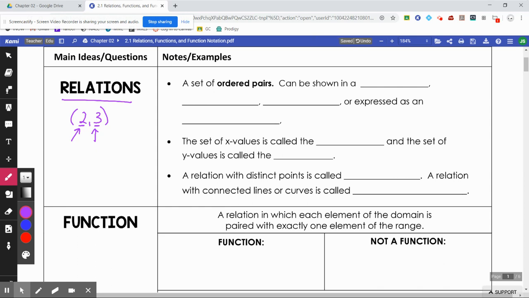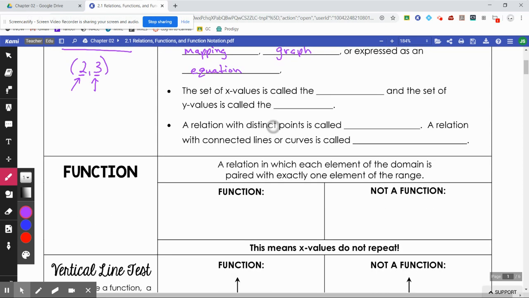Now, relations can be shown in different ways. We can show a relation, a set of ordered pairs, in a table, a mapping, a graph, or we can also express it as an equation. And we will look at each of these in just a second.